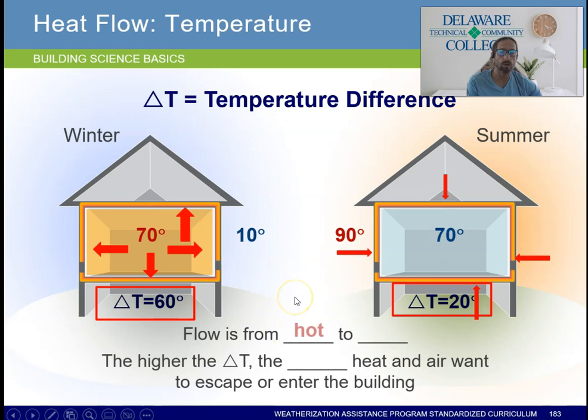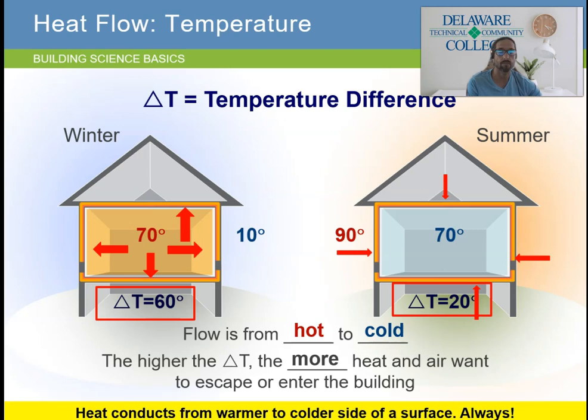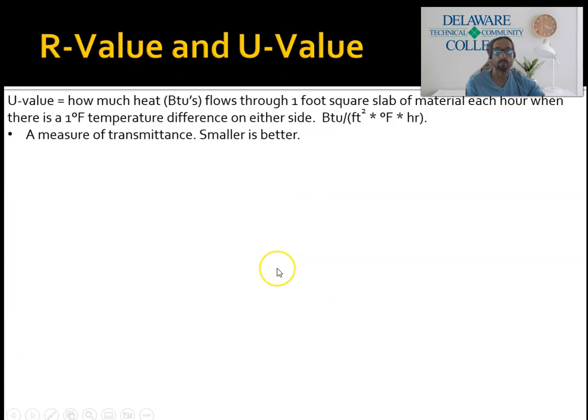And so remember, flow is always from hot to cold, and higher delta means more heat wants to enter and escape the building, and also air to a lesser extent, but today we're dealing with heat. So remember, heat conducts from warmer to colder sides. Always goes from warmer to colder. There's really nothing you can do.